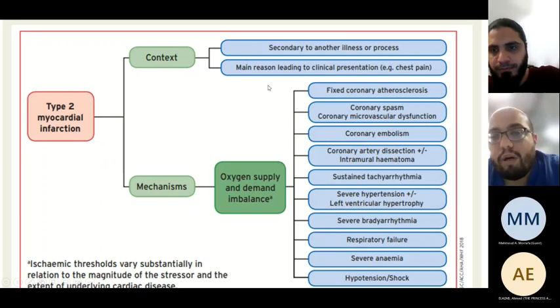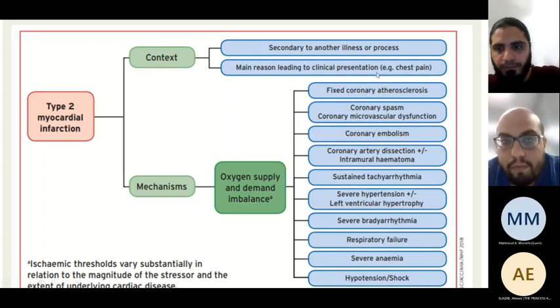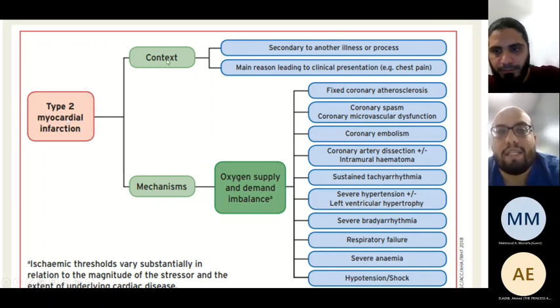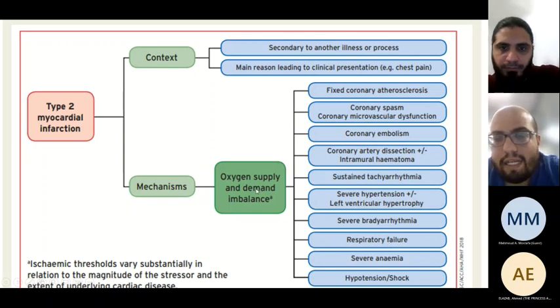So it's very variable, and that's why they go in depth into the explanation of the definition. And here, you're starting with a type 2 MI. They're trying to say that there is a context: it is secondary to another illness or another process. But this secondary process leads to a clinical presentation of a cardiac nature, which is chest pain. Afterwards, the mechanism is built on the supply and demand of oxygen to the myocardial muscle, and that supply is driven by the coronaries.